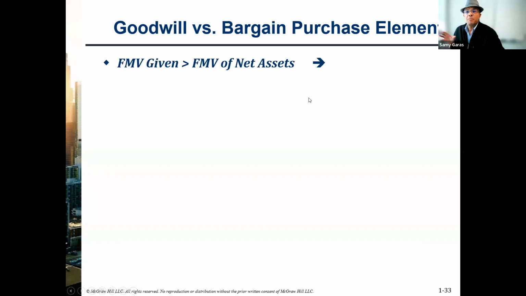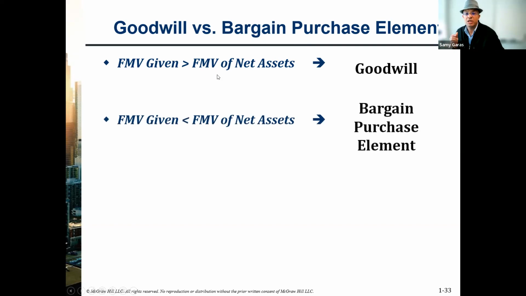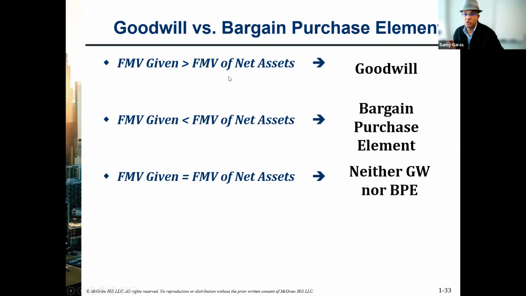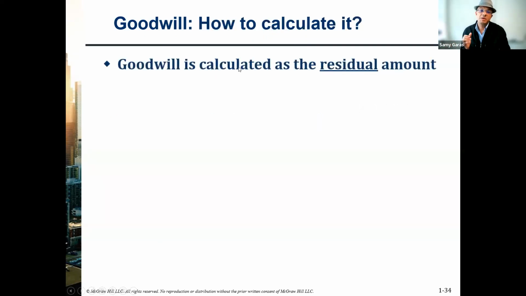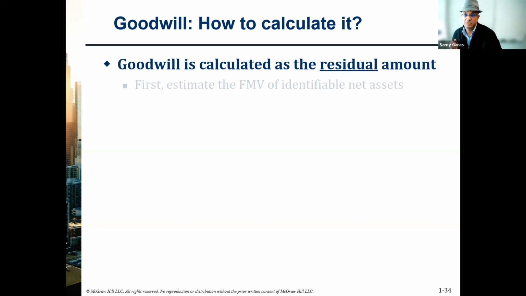So now let us make a wrap up. We say goodwill versus bargain purchase. What will happen if the fair market value paid is higher than the fair market value of the net identifiable assets? We create goodwill. What will happen if it's the opposite? We make a bargain purchase. What will happen if they are equal? Well, there is no bargain purchase or goodwill. So please remember this one. The goodwill is calculated as the residual amount. What do you mean by residual amount? The difference between what we pay and the net identifiable assets at their fair market value.